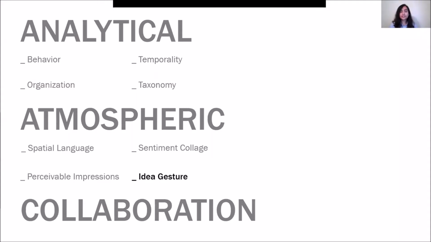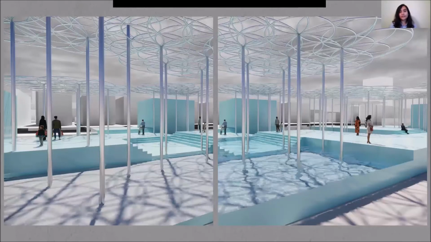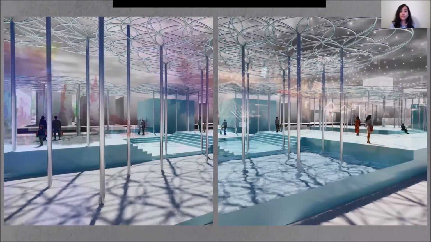So the idea behind the sentiment collage is to put forward the core sentiment behind your solution. And then the next type, which is the idea gesture. The idea gesture is about that one gesture that you're trying to put forward, which talks about the idea. So in case of the floating immigrant, the idea was to create a floating water pavilion, which is a festive pavilion, which can be used for different festivals.